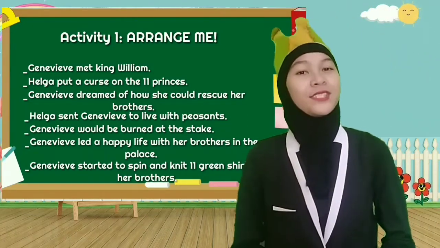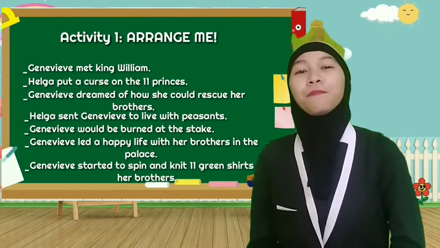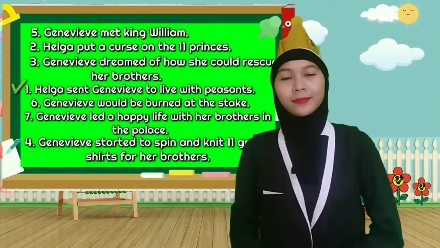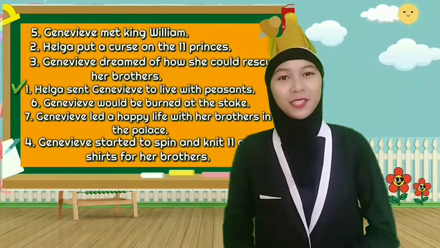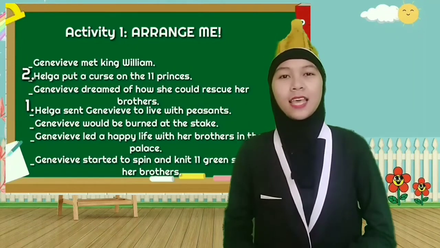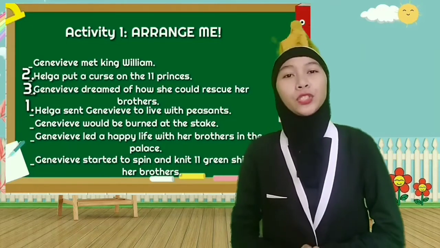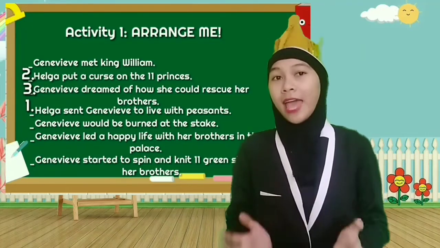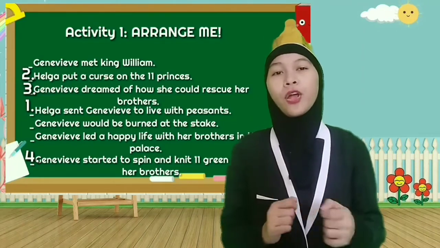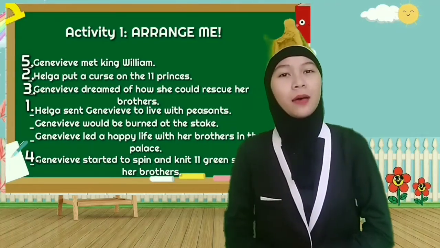What happened first in the story? Very good. Helga sent Genevieve to live with peasants. What happened next? Very good. Helga put a curse on the 11 princes. After that, Genevieve dreamed of how she could rescue her brothers. Then, Genevieve started to spin and knit the 11 green shirts for her 11 brothers. Great! Next, Genevieve met King William.